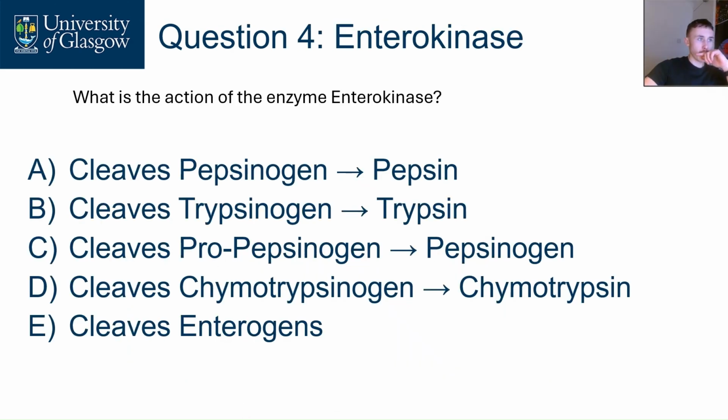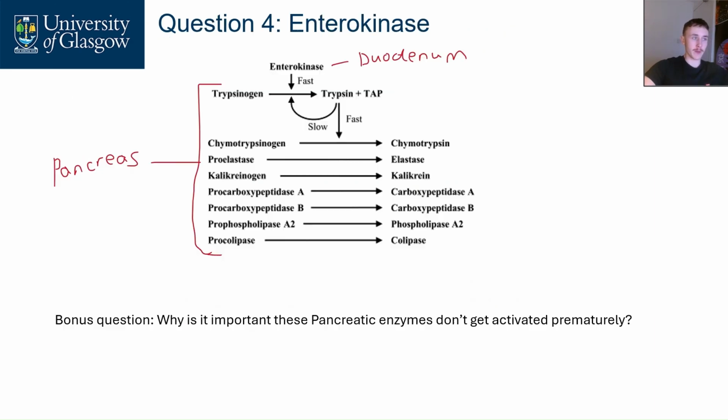Okay, question 4. What is the action of the enzyme enterokinase? So once again, if you don't know, that's fine. The answer is B, cleaves trypsinogen to its active form trypsin. So enterokinase is found in the duodenum brush border. The rest of these are created in the acinar cells of the pancreas. So the pancreas releases these proenzymes. They end up in the duodenum. Enterokinase cleaves trypsinogen to trypsin. Then trypsin activates the rest of these enzymes.